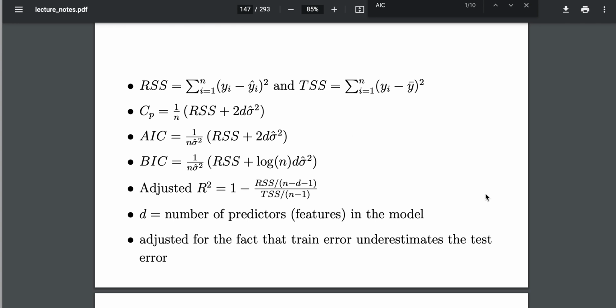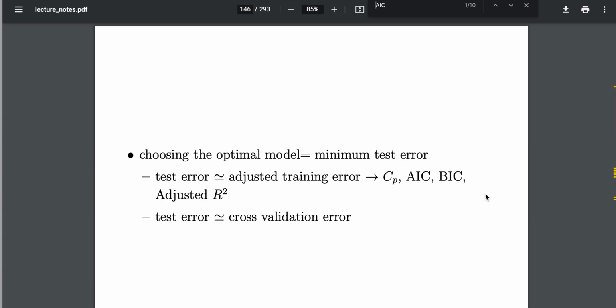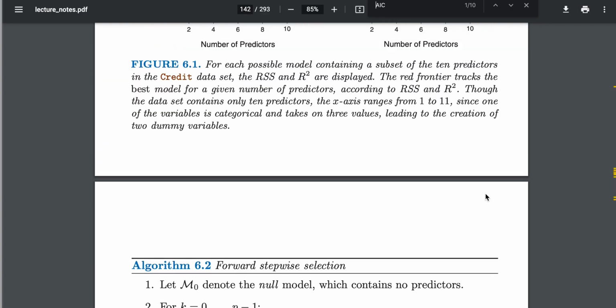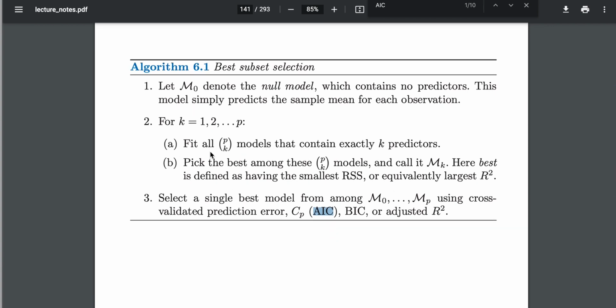Okay, so this is just a review because we're going to use it. Best subset selection fits all p-choose-k models. Among the p-choose-k models, it finds the best one, which has the smallest residual sum of squares. Then it compares the best models across sizes using either Cp, which is AIC, BIC, or adjusted R square.